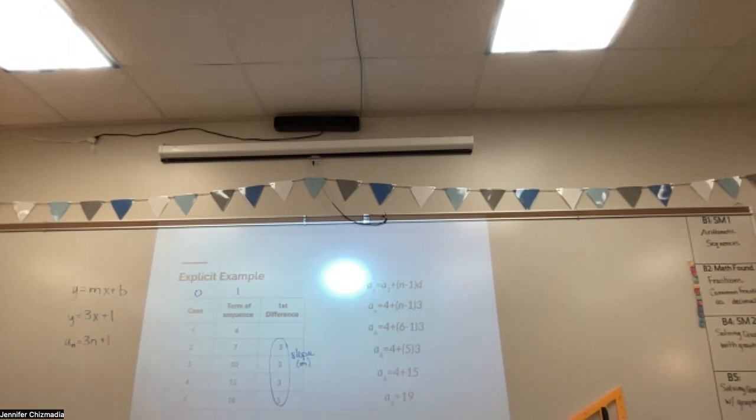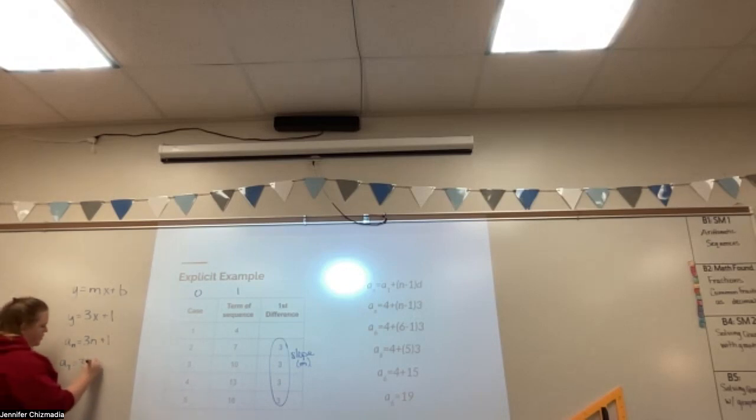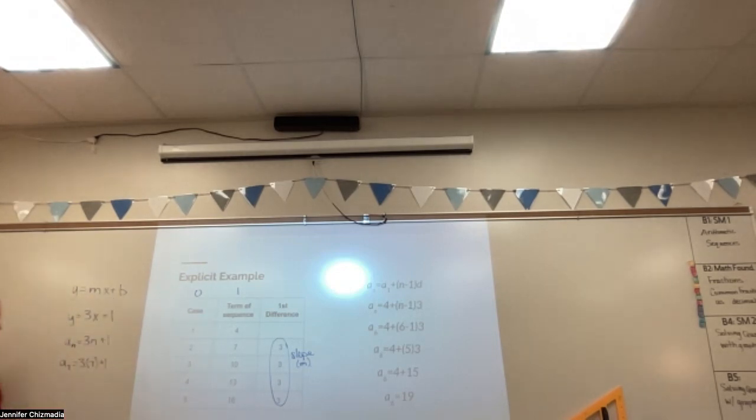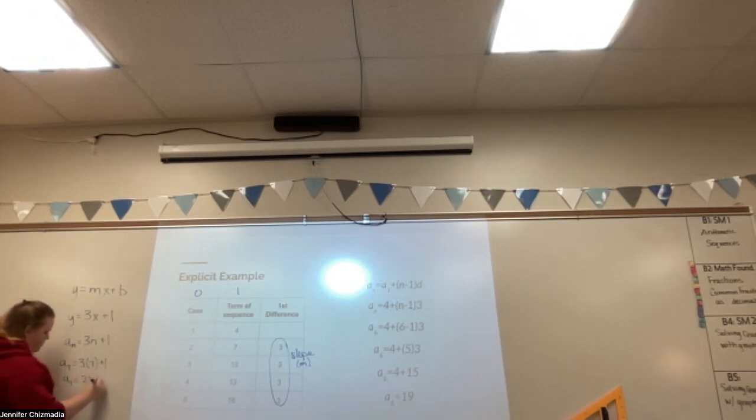So let's try it out. Let's do a sub 7. That would mean what goes in for n? 7. What do you guys think it's gonna be? If it was 16, 22, 19, we'd be looking for a 22. What is 3 times 7? 21. Plus 1 equals 22.